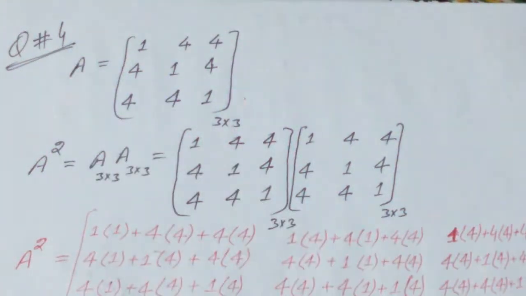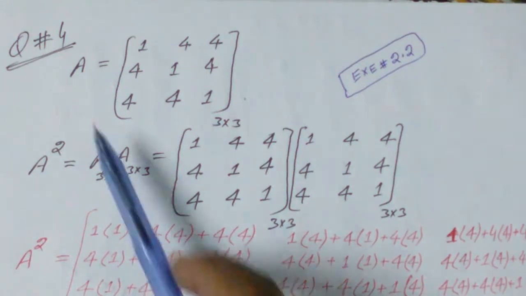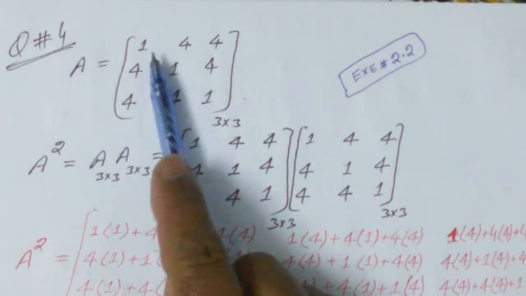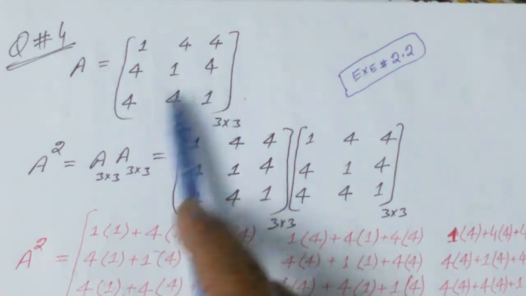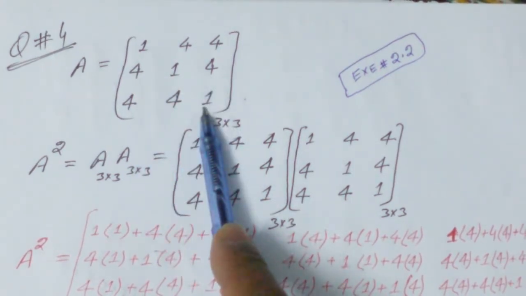Question number 4, exercise 2.2. A is a square matrix having elements in the first row 1, 4, 4, in the second row 4, 1, 4, and in the third row 4, 4, 1.